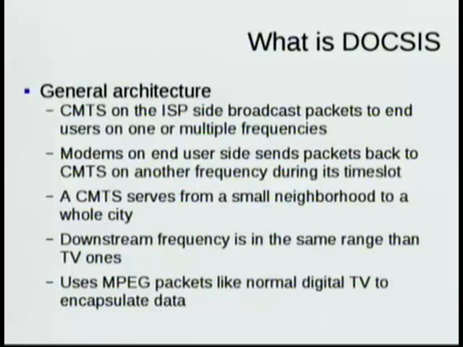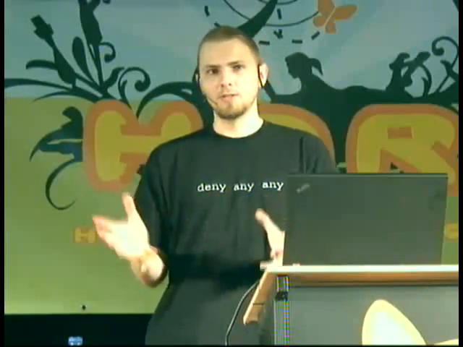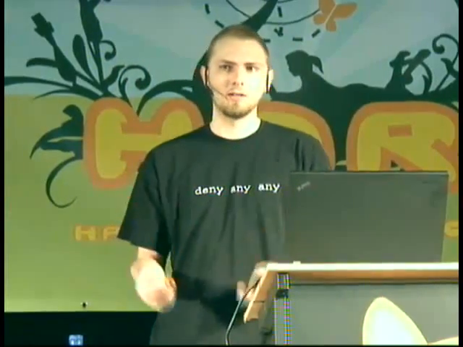So the general architecture of a DOCSIS network, it's really basic. On the ISP side, you've got what's called the CMTS, the cable modem termination system. The way it works is that it broadcasts packets on one frequency or multiple frequencies, but that's only for the latest version of DOCSIS, which can do channel bonding, so it uses more than one frequency to get more bandwidth. It's like 802.11n.